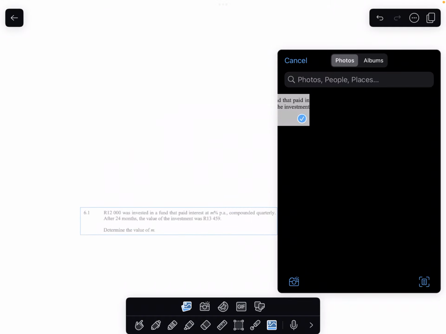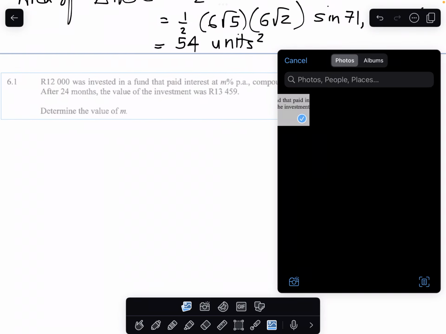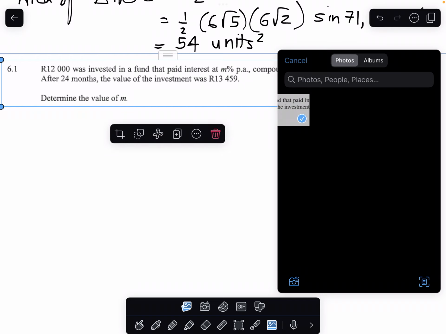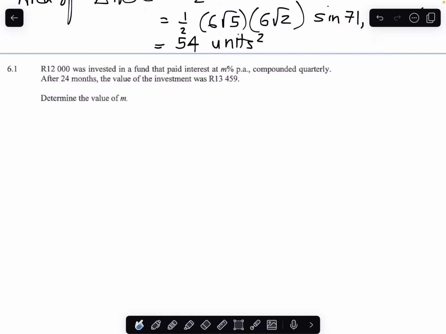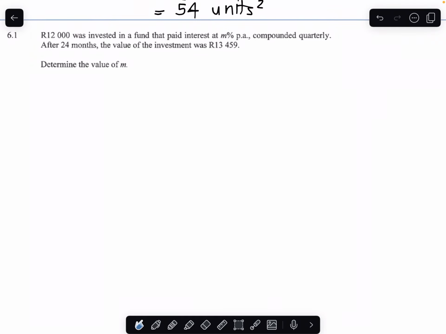Ramble. We are talking about the November 2022 paper 1 from the department, and today we're focusing on question 6.1. Finance. 12,000 Rand was invested in a fund that paid interest at some unknown percentage per annum, M, compounded quarterly. After 24 months, the value of the investment was 13,459 Rand. Determine the value of M.